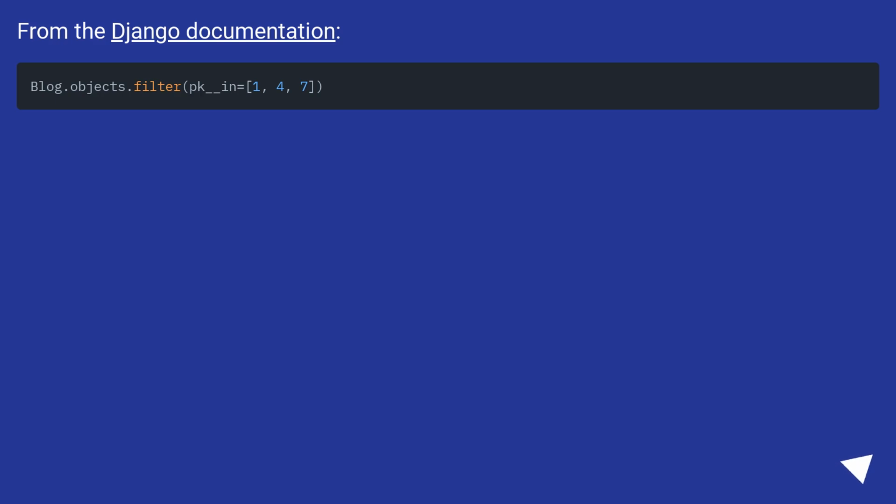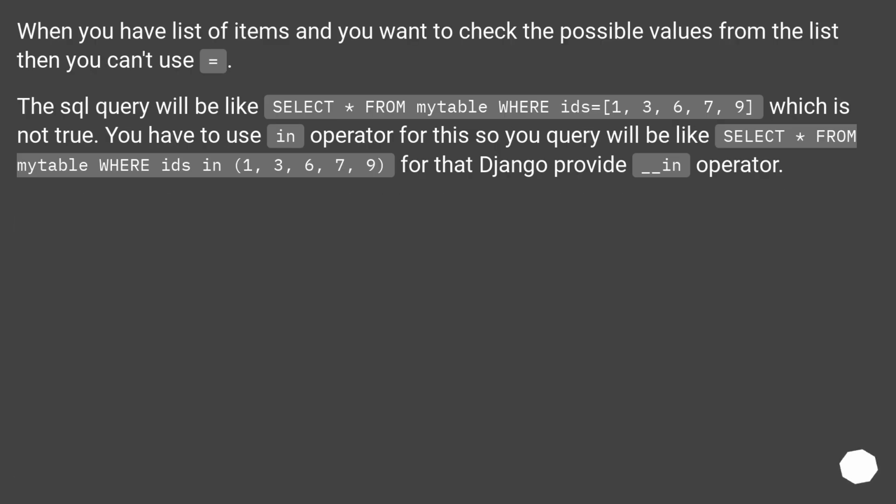From the Django documentation. When you have a list of items and you want to check the possible values from the list, then you can't use equals. The SQL query would be like select from mytable where id equals 1, 3, 6, 7, 9, which is not true. You have to use the IN operator for this, so your query will be like select from mytable where id is in 1, 3, 6, 7, 9.